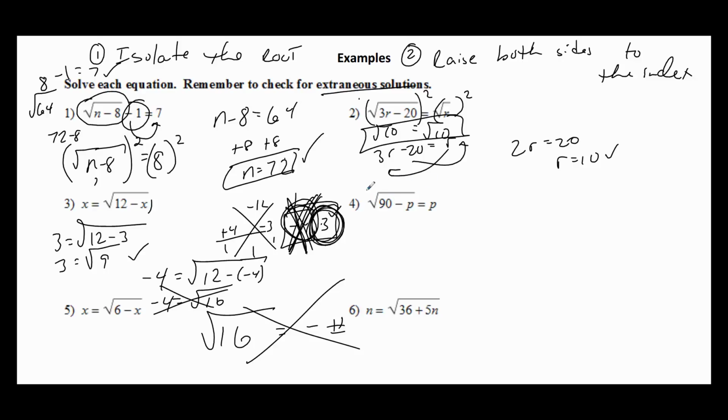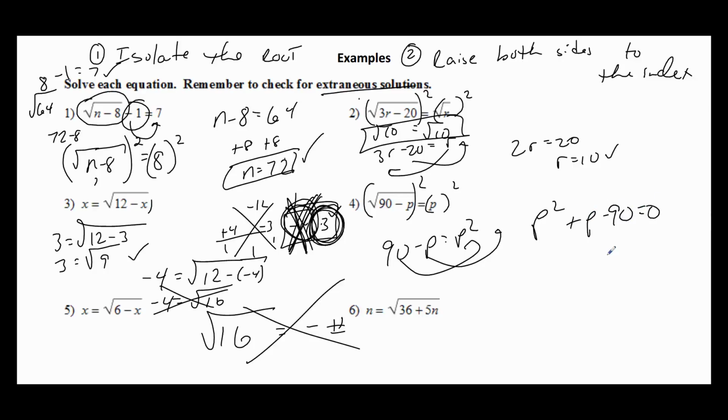Is one side isolated the root? Yes, it is. So I can square: 90 minus p equals p squared. Bring it over. P squared plus p minus 90 equals 0. Quadratic, got to solve. -90, 1. 10, -9, divide by a. Flip, -10 and +9.